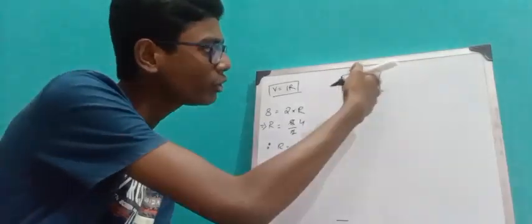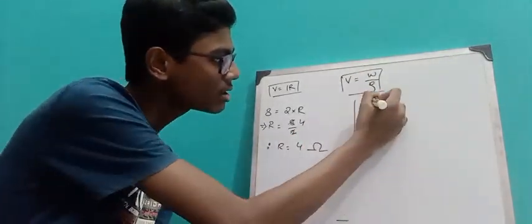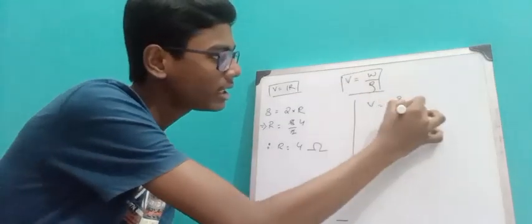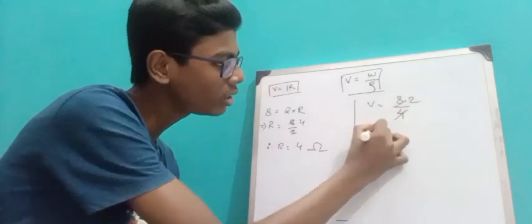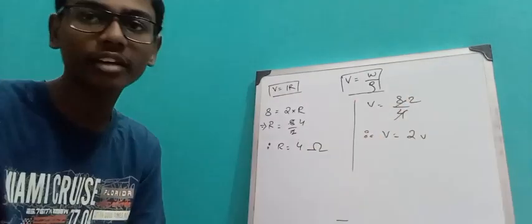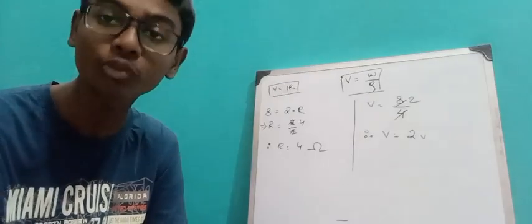Here suppose we need to find the potential difference, then suppose our work done is 8, charge is 4, then it will be 2. Therefore, potential difference equals 2 volt. Okay.